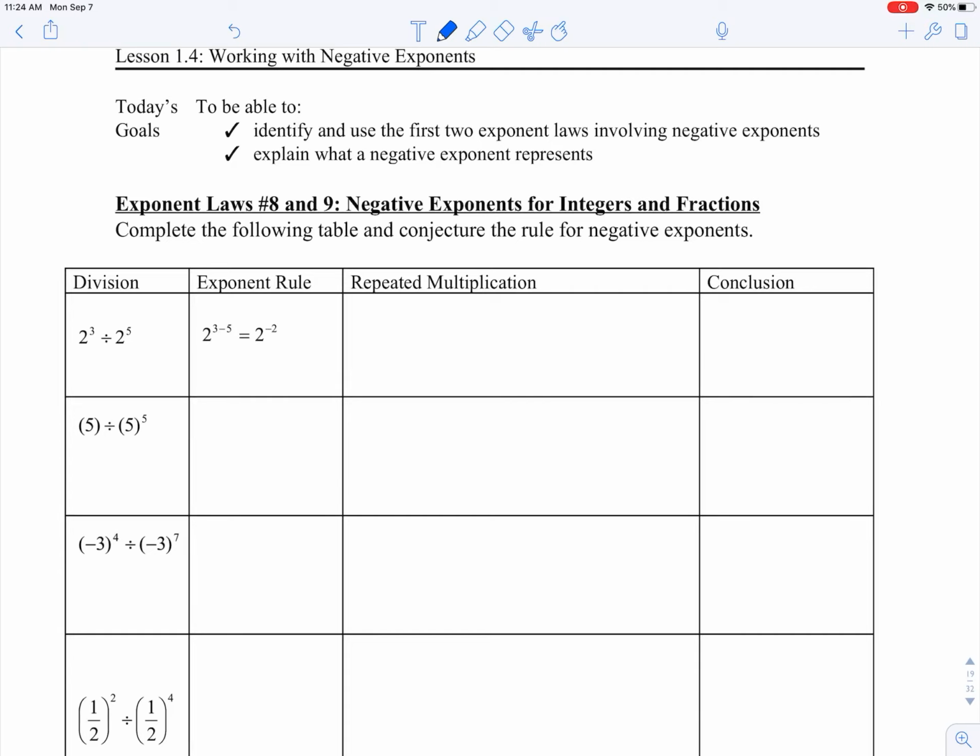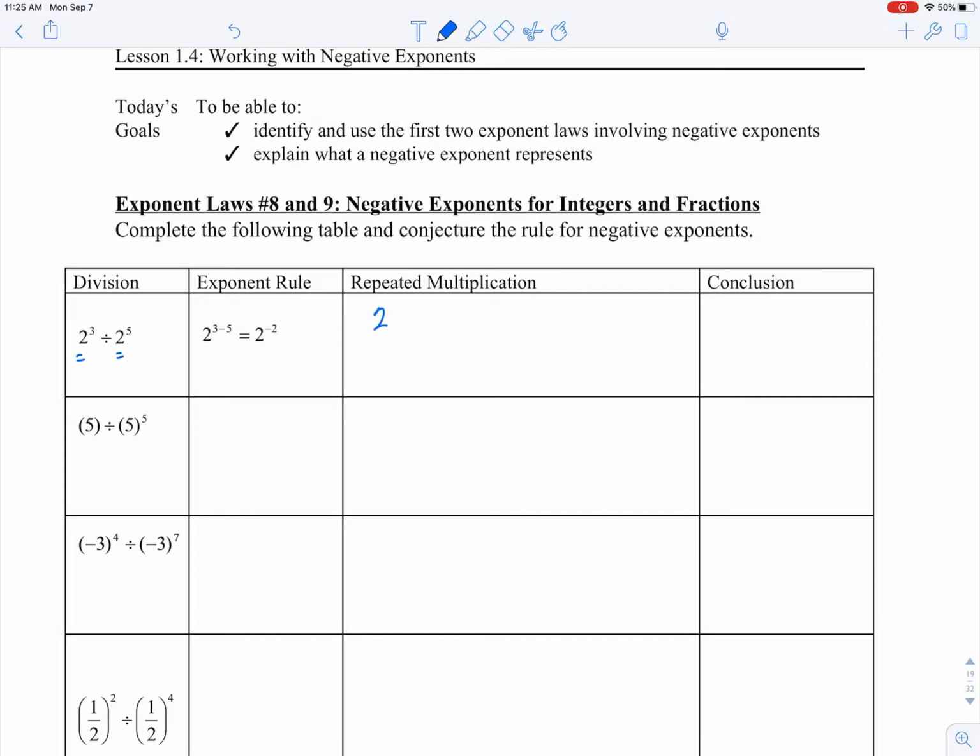It starts off by giving us an example of 2 to the 3 divided by 2 to the 5. So the bases match, and we're dividing, so that means we're going to subtract the exponents, so we would get 2 to the minus 2. That would be what the exponent law would give us.